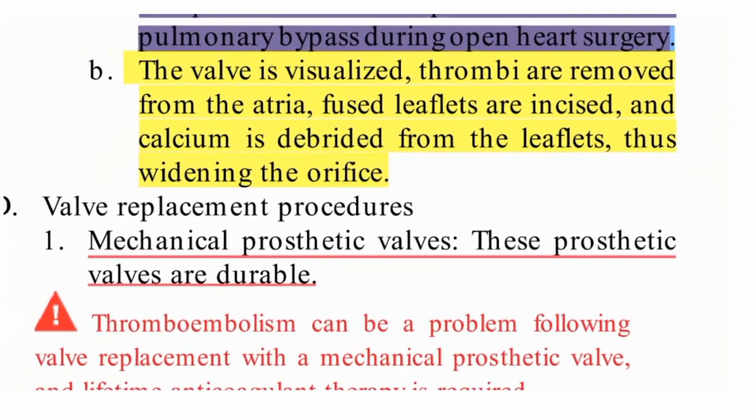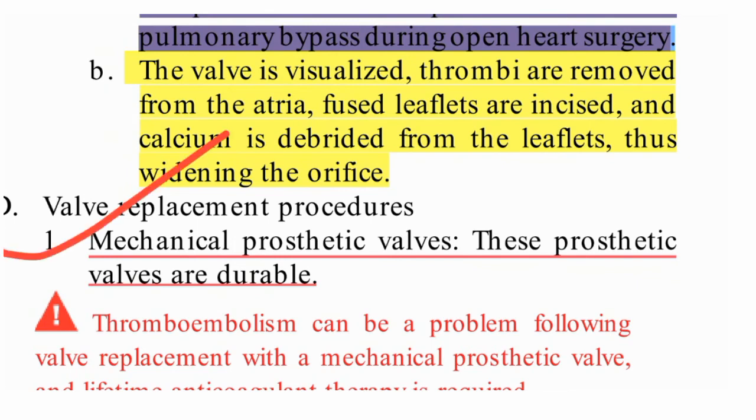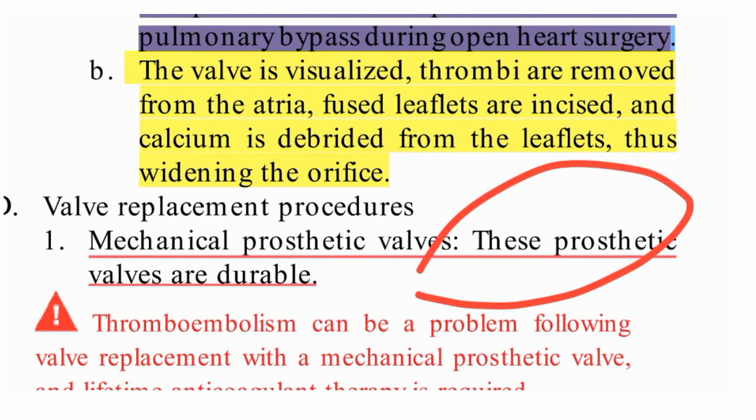Valve replacement procedure. We can replace the valve. How many types of valves are there? First, mechanical prosthetic valves. These prosthetic valves are durable.